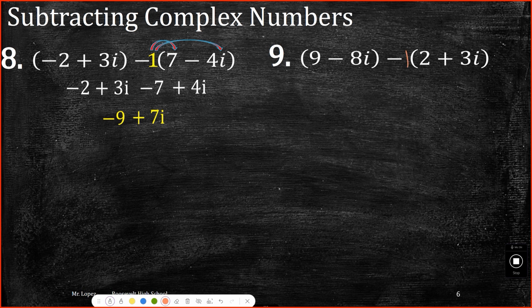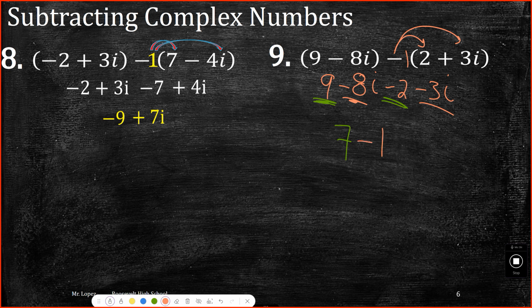There's an invisible 1 to distribute. That's going to be negative 1 times 2 is negative 2. Negative 1 times 3i is going to be negative 3i. Bring this down without the parentheses. Combine like terms. 9 minus 2 is 7, and the imaginary part is negative 11i.